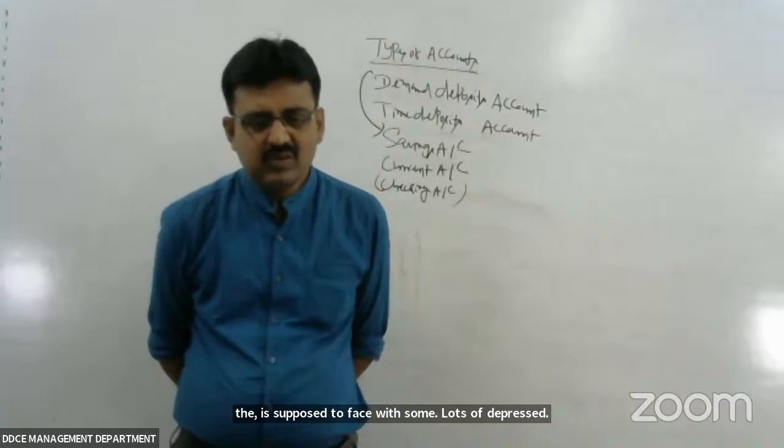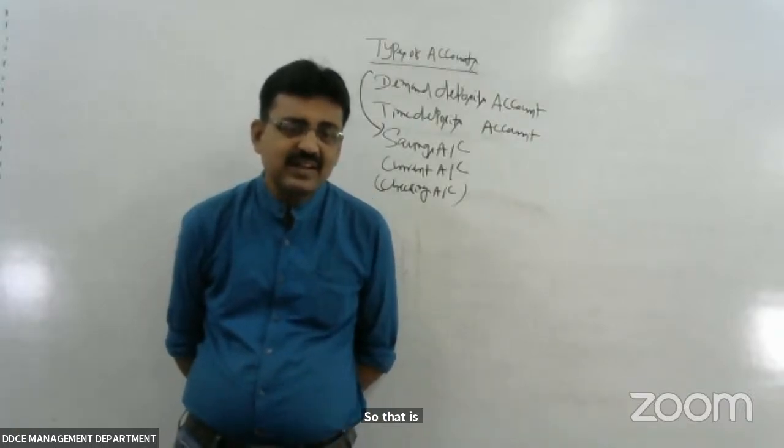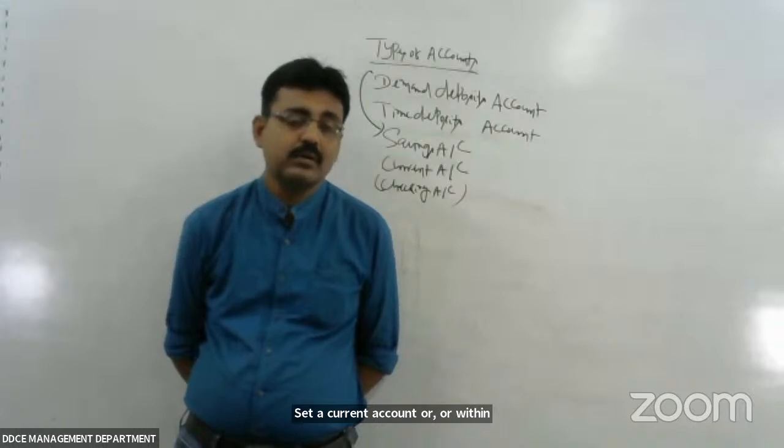What is written within brackets for the current account? So one is current account, and the other within bracket is checking account, sir. Checking. Okay.